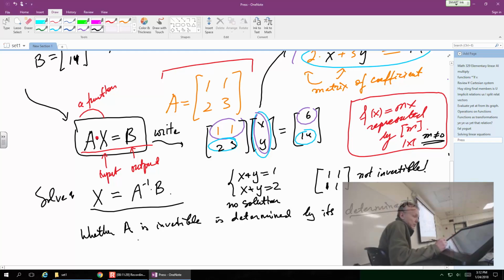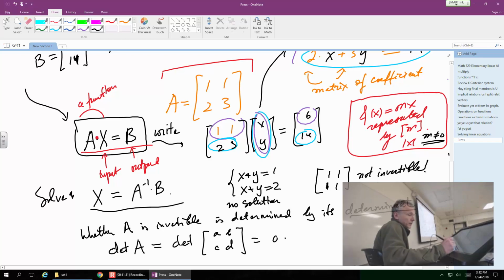The determinant of a matrix A, B, C, D is AD minus BC. As you can see, in the particular case of that example, with all ones, it is equal to 0. When the determinant is equal to 0, the matrix is not invertible.